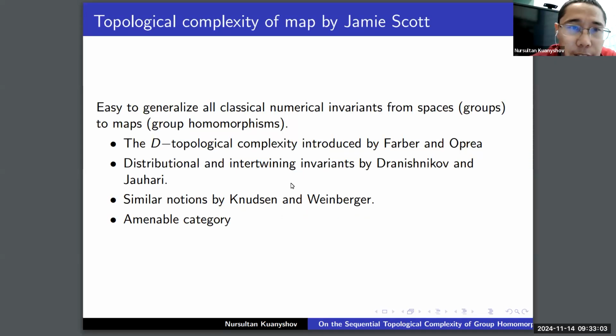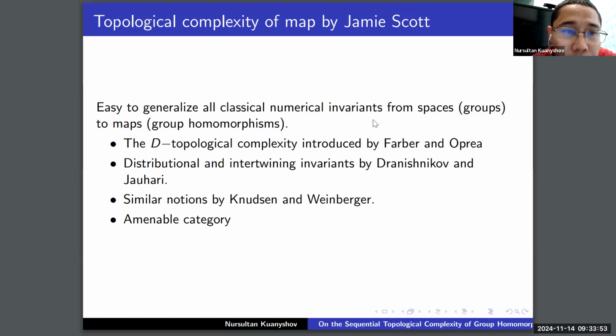Okay. The first one is the topological complexity of a map, introduced by Jamie Scott. Why did I choose that? As the experts here already know, the topological complexity of a map is well studied. For example, Pavešić has his own definition, and Jamie had his also; there are different ones. I would like to study his definition because it is easy to work with. Namely, as I stated here, you can generalize almost all classical numerical invariants from spaces to maps. In my case, from groups to group homomorphisms.